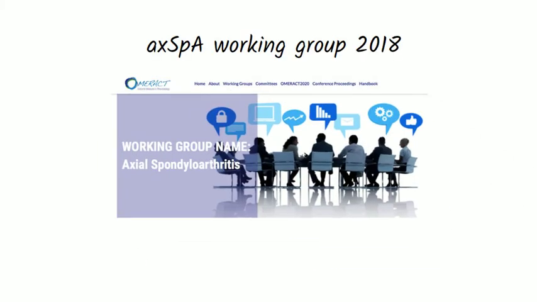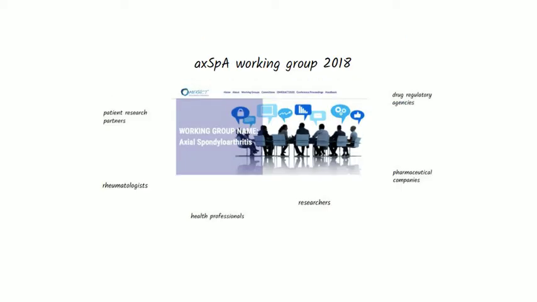The Axial Spondyloarthritis Working Group was formed in 2018, bringing together 28 stakeholders from around the world, representing patient research partners, rheumatologists, health professionals, researchers, pharmaceutical companies, and drug regulatory agencies. In January 2020, the proposal of the working group for the OMERACT Onion, including the mandatory and optional domains, was voted on and accepted by the ASAS community at its annual workshop.